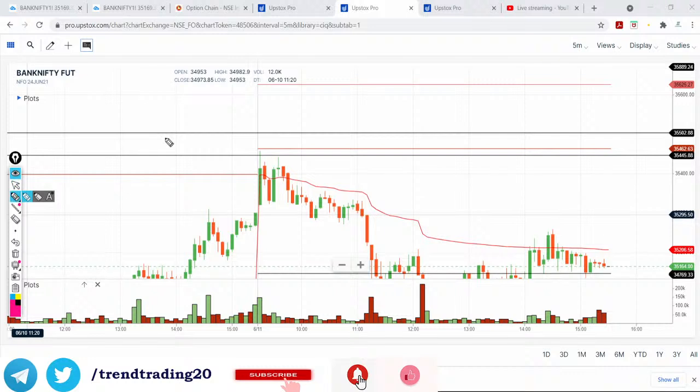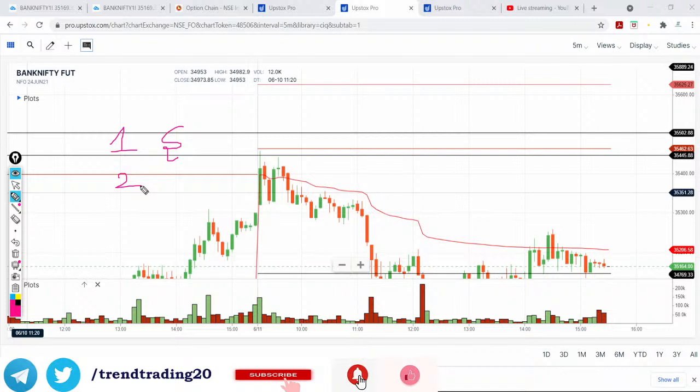This is how you need to mark the zone. Sometimes you will get two zones. This is the first, nearest, closest zone. You need to also check the second closest zone, and you have to mark that also. I have not shown it, but you have to mark that also.